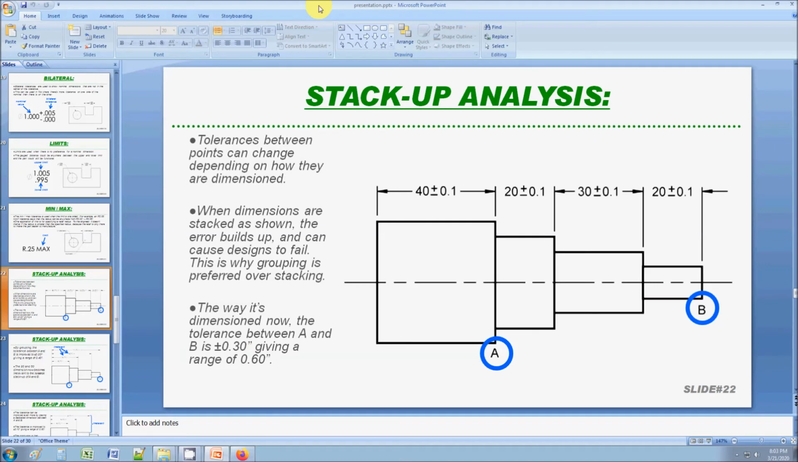The next topic is going to be about stack-up analysis. You have to realize that when you specify a tolerance, it's going to build up. For example, in this example, you have different dimensions that are stacked on top of each other. So if you wanted to know the worst case scenario range between A and B, it would be as high as 0.6, because you have to look at the stack-up error of this plus that. So it'd be 0.1 plus 0.1 plus 0.1 times 2, because it goes both ways, and it's going to have a buildup of as much as 0.6 inches.